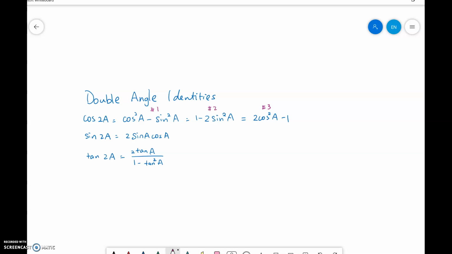The next formula is for the sine of 2a, which is equal to 2 copies of sine of a times cosine of a. And then the fifth formula is tangent of 2a equal to 2 times tangent of a over 1 minus tangent squared of a.